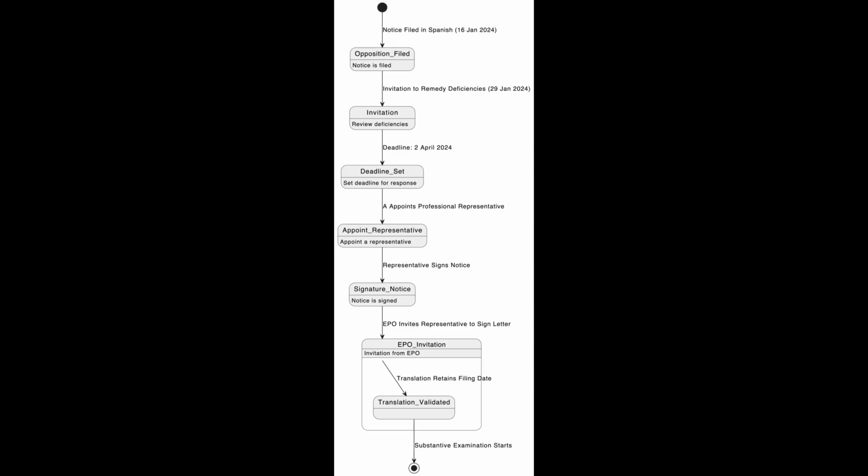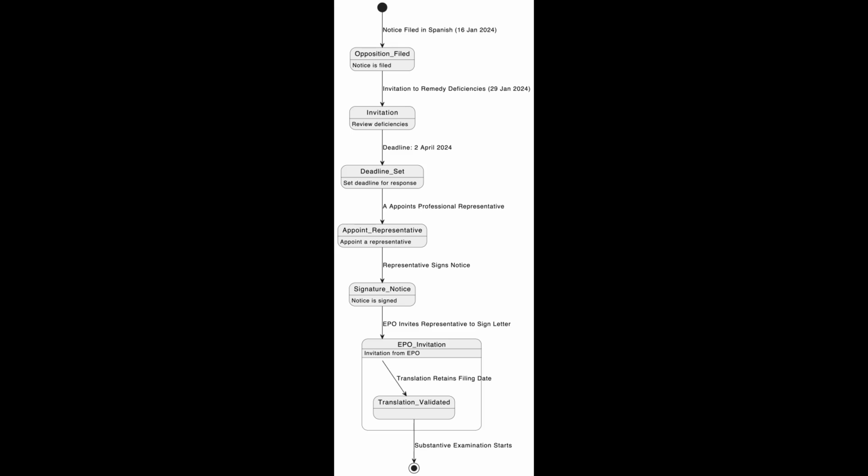Recap and reflection. To summarize, here are the procedural steps required. A must appoint a professional representative by the 2nd of April 2024 and arrange for the notice of opposition to be signed or approved by the representative. The common representative must sign the letter accompanying the translation when invited by the EPO. Key points to remember. The translation filed by B retains its original filing date once signed by the common representative. The professional representative for A automatically becomes the common representative upon appointment.